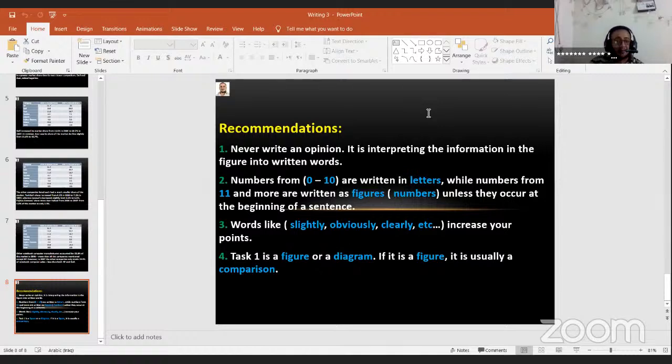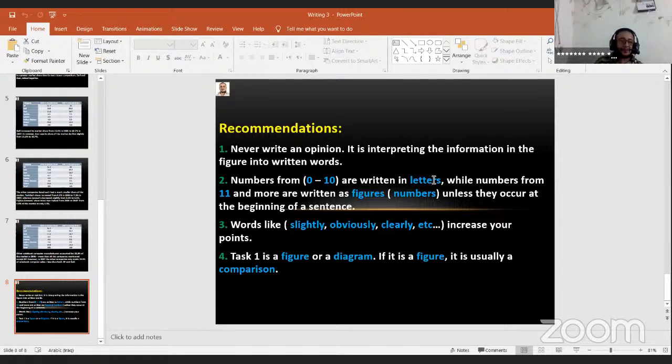Number 2, numbers from 0 to 10 are written in letters, that means written as words, while numbers from 11 and above are written as figures, which means as numbers, unless they occur at the beginning of a sentence. If you write them at the beginning of a sentence, you need to write them as words, letters.